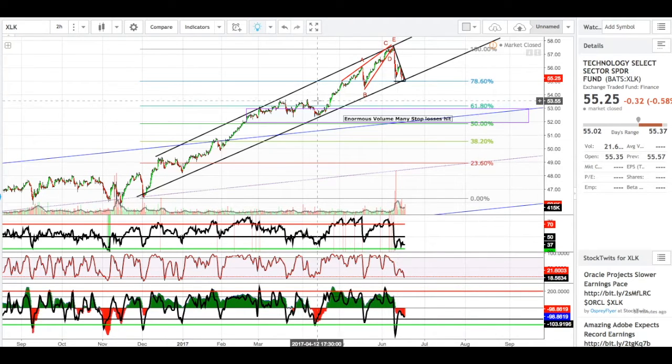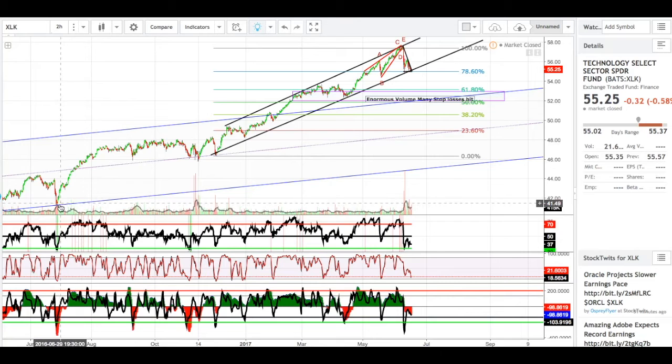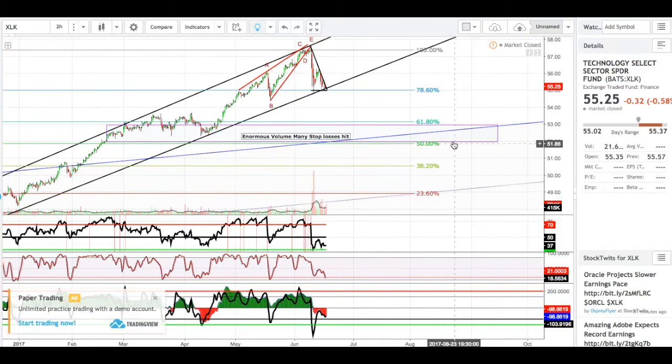However, the 61.8 marks a far more consolidated area of support for price, and it would go in line with our previous support line, which comes out about over here in the $54 range. So I have this target right here drawn in this purple box. This is my target for the price of XLK, the technology sector.